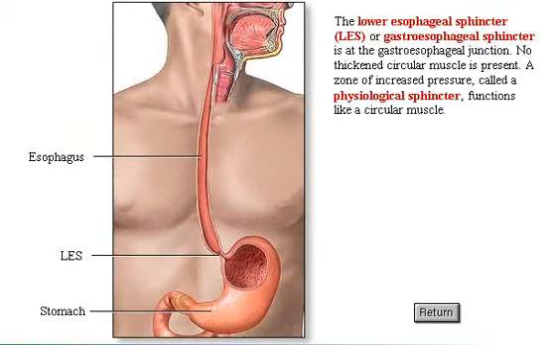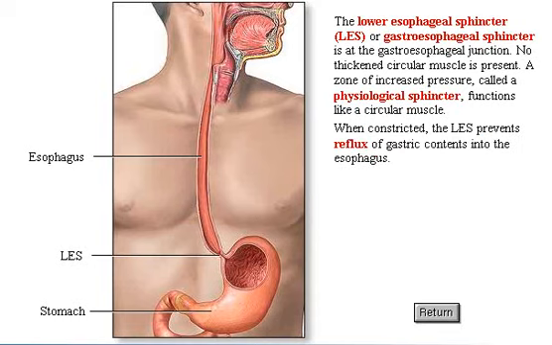The lower esophageal sphincter, or gastroesophageal sphincter, is at the gastroesophageal junction. No thickened circular muscle is present. A zone of increased pressure, called a physiological sphincter, functions like a circular muscle. When constricted, the lower esophageal sphincter prevents reflux of gastric contents into the esophagus. Click the Return button to revert to the original diagram.